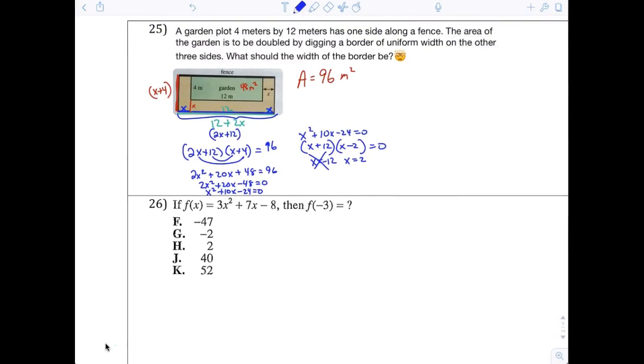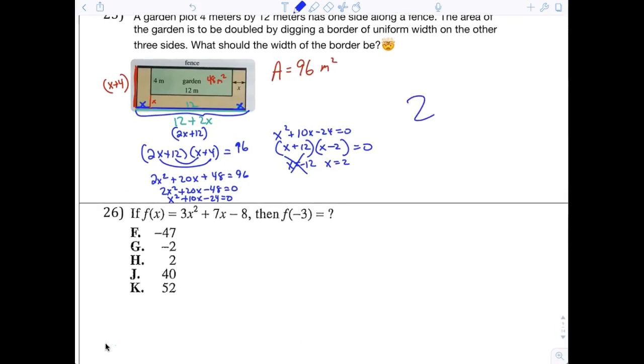What should the width of the border be? The width of the border would obviously be 2 meters. Not squared, because we're not measuring area, we're measuring length. Length is a unit, meter. All right, area is a square.